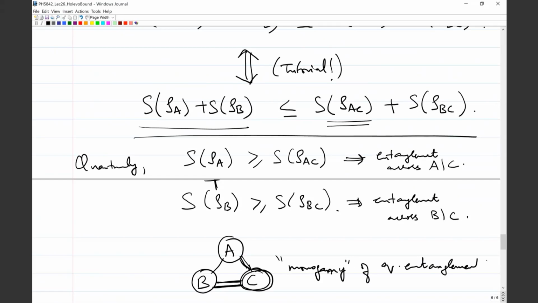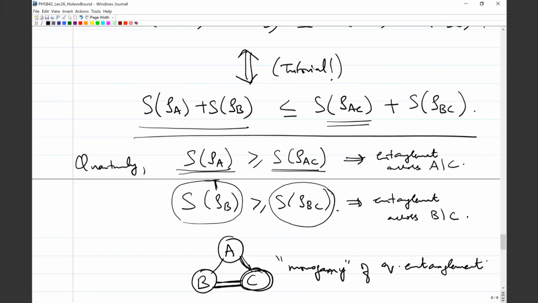You see, what this means is that S_A, for example, cannot be arbitrarily large, like in the bipartite case, where S_A could be log D and S_AB can be 0, and S_B can be log D and S_AB can be 0. But in this case, you cannot have a scenario where S(ρ_AC) is 0 and S_A is log D, because if you had such a scenario, then something has to happen for B and BC.